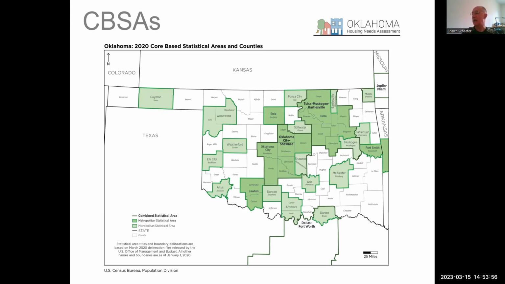We also have 17 micropolitan statistical areas like Guymon, Woodward, Weatherford, Shawnee, Muskogee. You can see them there. And we also have several combined statistical areas. So Oklahoma City, Shawnee is a metro and a micro area in a combined statistical area. Tulsa, Muskogee, Bartlesville. So Tulsa is a metro area, and then we have 2 micropolitan areas, Muskogee and Bartlesville, that are part of that combined statistical area.